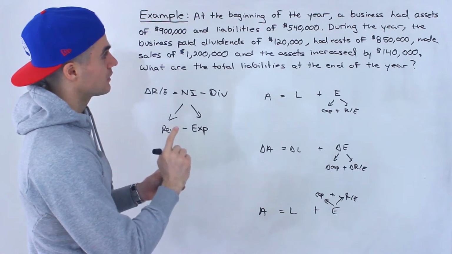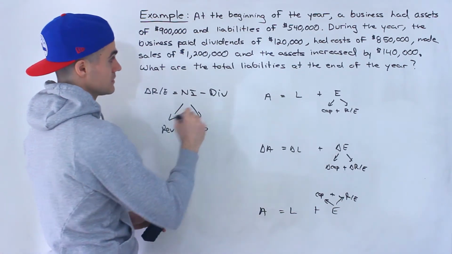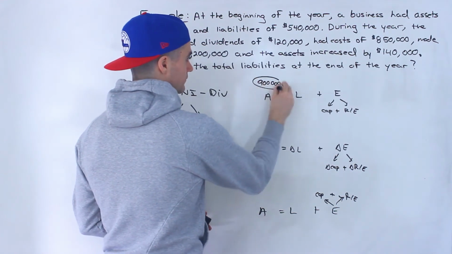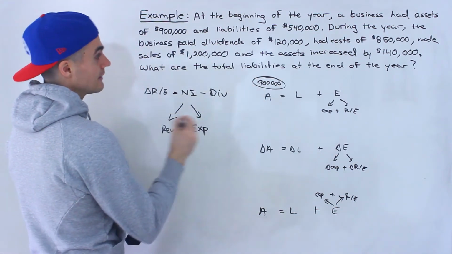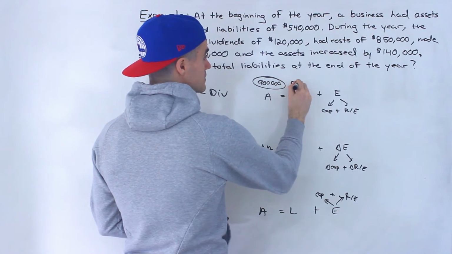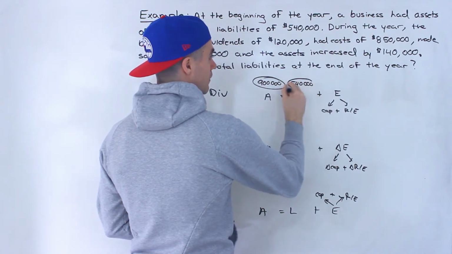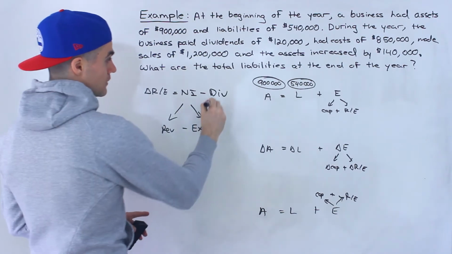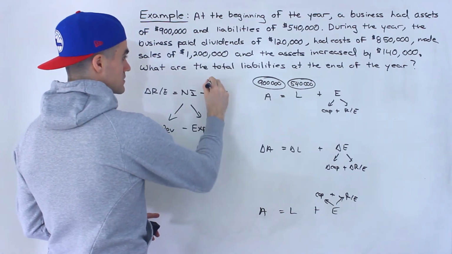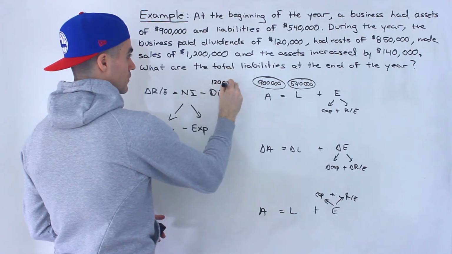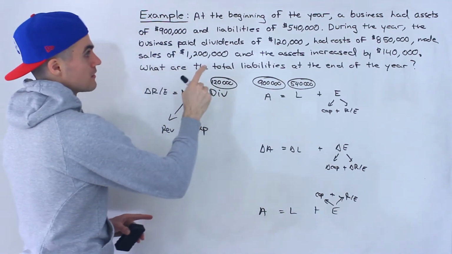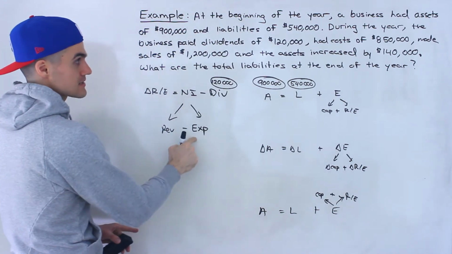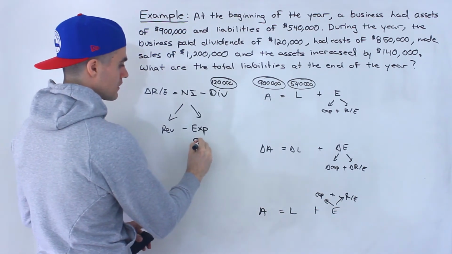So now that we got the flow diagram, we could just fill everything in. So at the beginning of the year, a business had assets of $900,000. So that's going to be over here, the beginning balance sheet. $900,000 and liabilities of $540,000. So that's over here. During the year, the business paid dividends of $120,000. That's going to be, let's write it at the top over here. They had costs of $850,000. That's another word for expenses. So that's going to be over here.